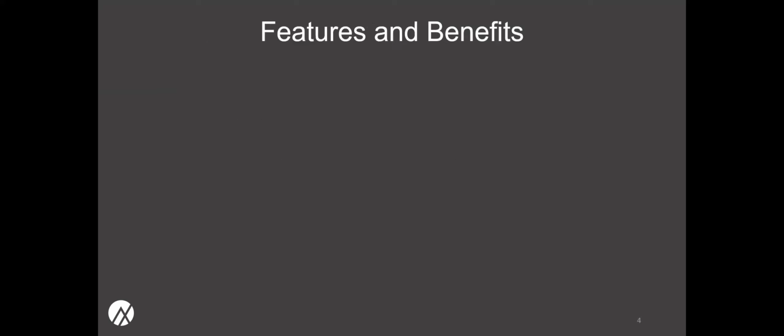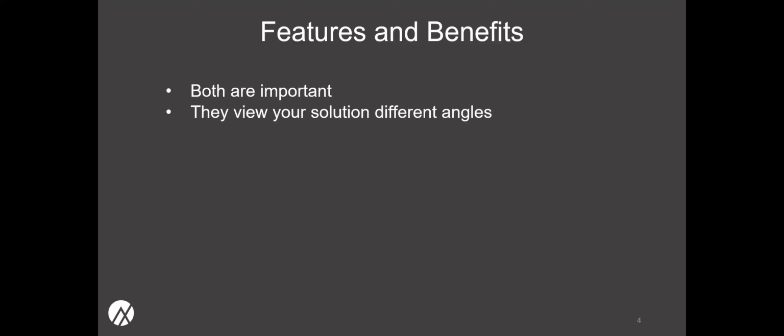As we look at features and benefits, the first thing to understand is that they're both important. So it's not that one's important, the other can be ignored. We need both of them. They actually view your solution from different angles, and they communicate to different groups of people.